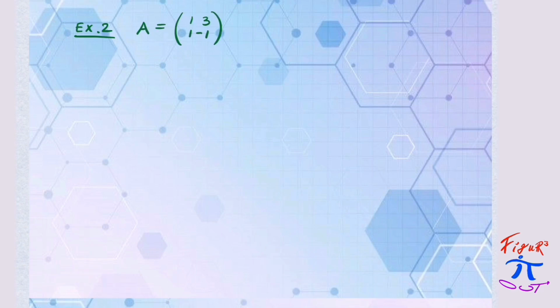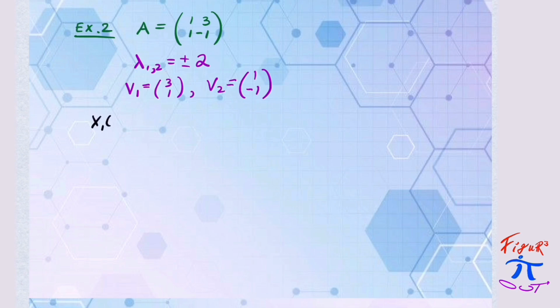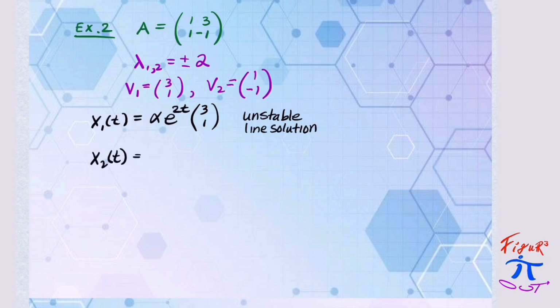Let's consider a second example, such as the matrix A equal to 1, 3, 1, negative 1. This one will generate the eigenvalues plus or minus 2 and the eigenvectors 3, 1, and 1, negative 1. So one solution will be the unstable solution, the one with the positive eigenvalue, and the one with the negative eigenvalue will be the stable solution, and that'll be along the vector 1, negative 1.